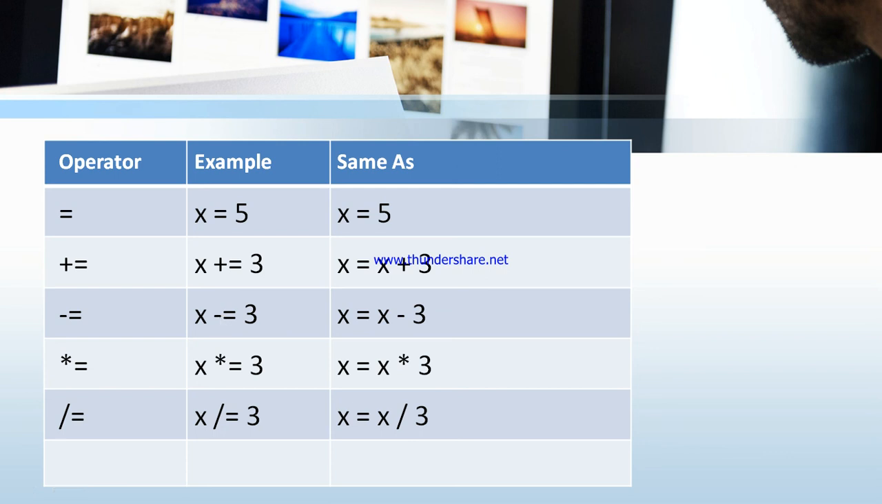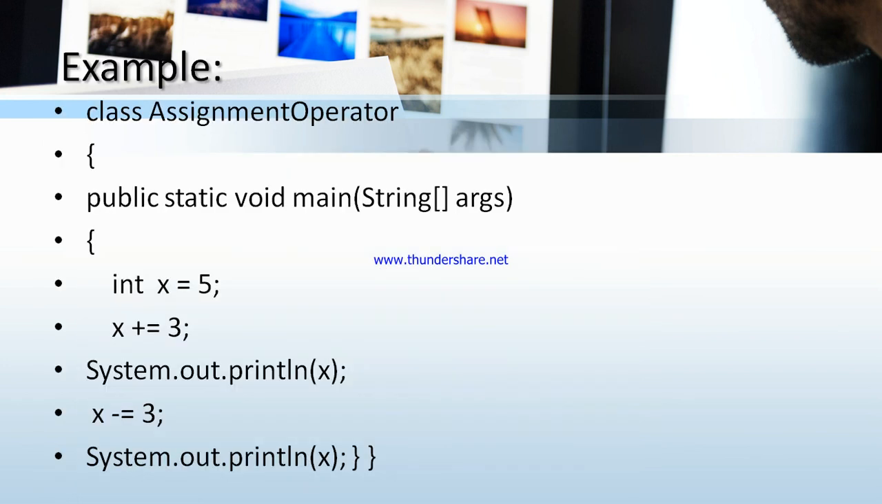x multiplication equal to 3 and so on. Similarly x division equal to 3. Let's go for a small example, you can understand. Where I have a program where I am going to print the x value. By default x value is 5, I am giving the shorthand operator x plus equal to 3 and x minus equal to 3. So go for example.